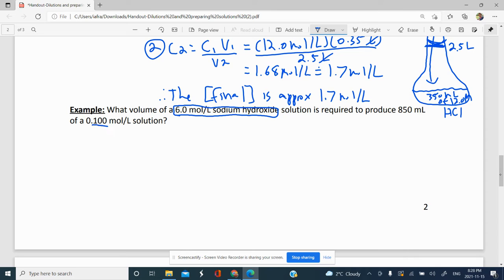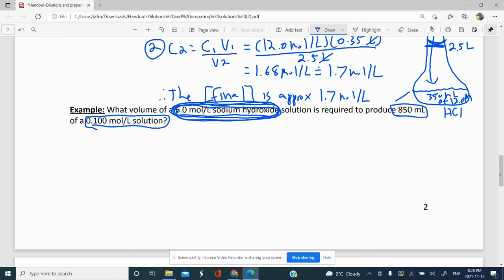We want to make this 0.100 mole per liter solution. We want to make 850 mL of it. So what we want to do is take some of this stock solution over here, this concentrated stuff, and then add water to it. So we want to figure out how much of this, volume-wise, we need to make this recipe, to make this 850 mL of 0.100 mole per liter solution.